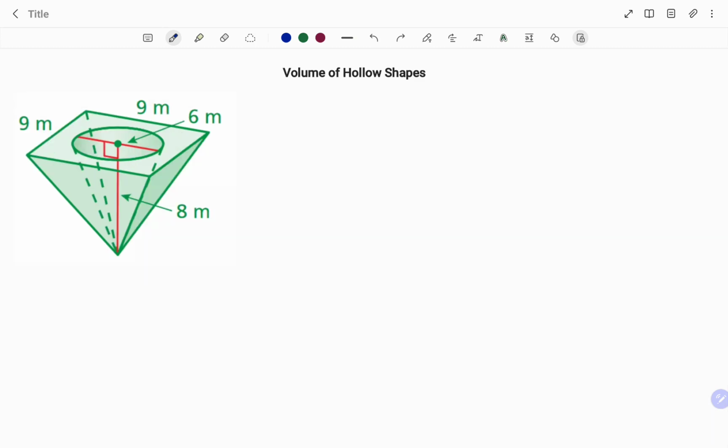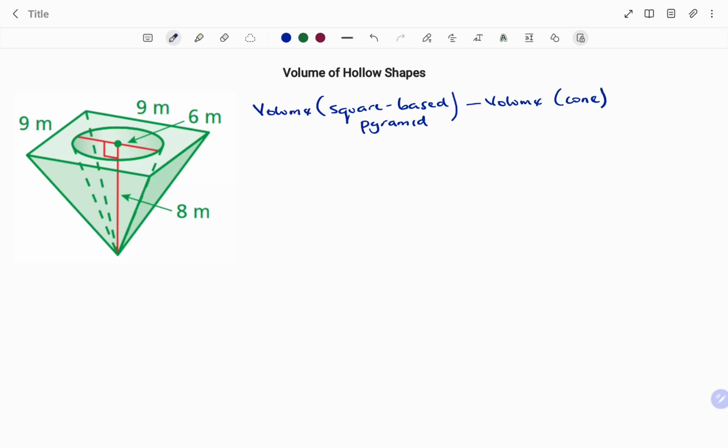In the first example given, to find the volume of the hollow shape, we need to identify what shapes make up the hole and then the bigger shape outside. In this case, we have a square-based pyramid and a cone has been cut out of the square-based pyramid. So to find the whole volume, we have the volume of the square-based pyramid minus the volume of the cone that has been cut out.